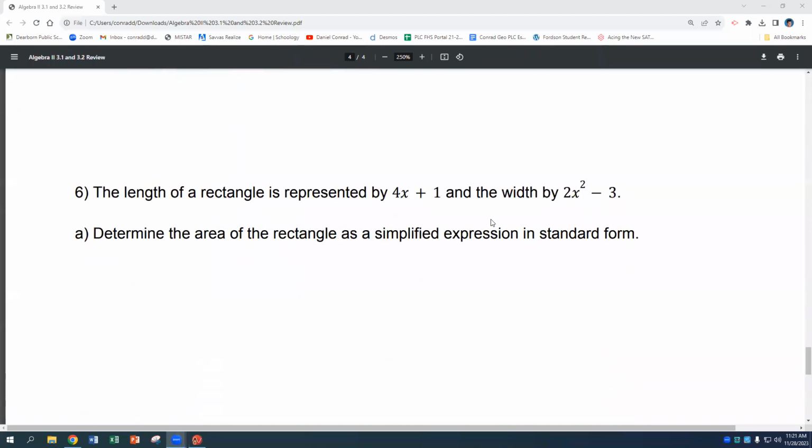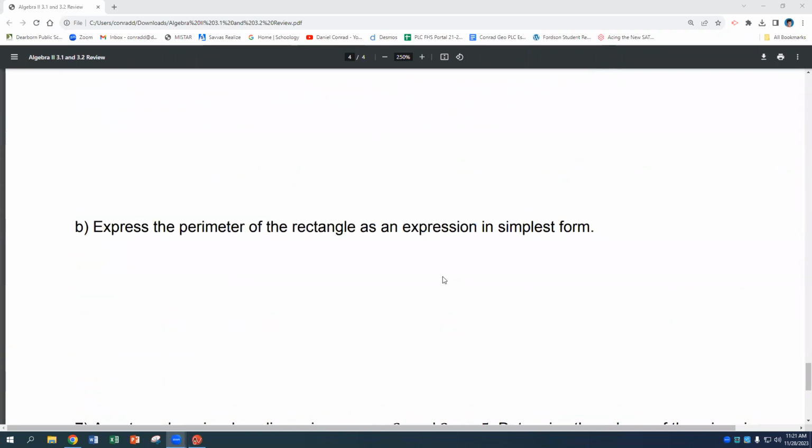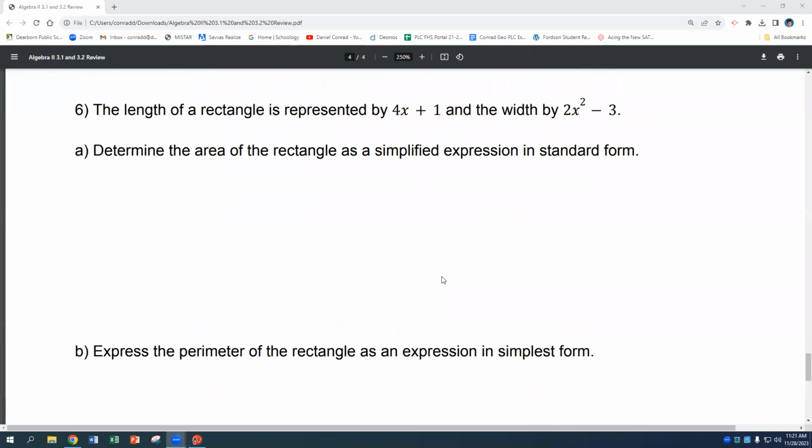Okay, we have some questions here with words, word problems, kind of, rectangles, prisms, where we have to add, subtract, and multiply these polynomials. So number 6 here says the length of a rectangle is represented by 4x plus 1 and the width by 2x squared minus 3. So if I draw a rectangle, I can say the length here is 4x plus 1 and the width is 2x squared minus 3. Okay, the area of a rectangle is length times width, L times W.